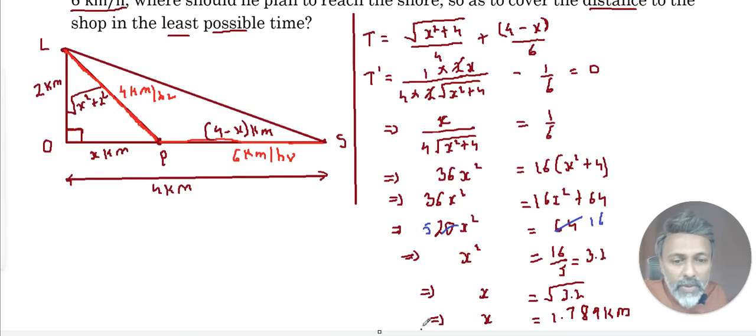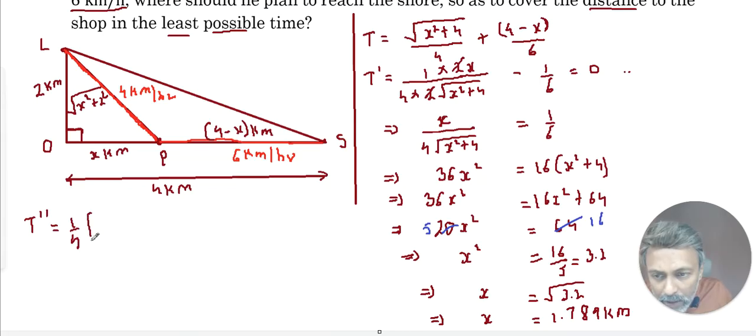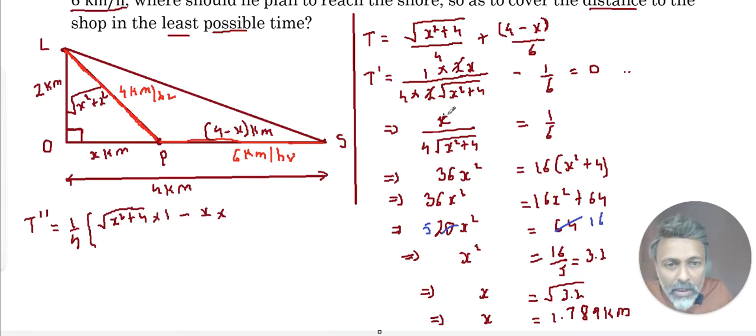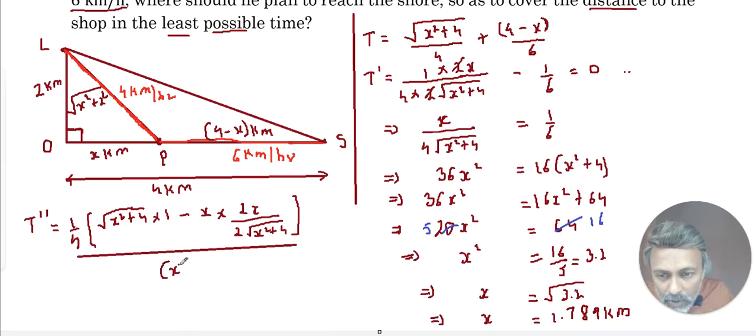If he wants to cover it in the least possible time, for least we will have to show the second derivative. That's the formality still remaining. Let's take the derivative of this, x upon 4 root x square plus 4. We are talking about this part. So by the u upon v rule, we keep 1 by 4 outside. The u upon v rule: denominator x square plus 4 into derivative of x which is 1, minus x into derivative of root x square plus 4 which is 2x upon 2 root x square plus 4, upon denominator square, which is x square plus 4. Constant 4 we have anyways taken out. Minus 1 by 6, derivative is 0.